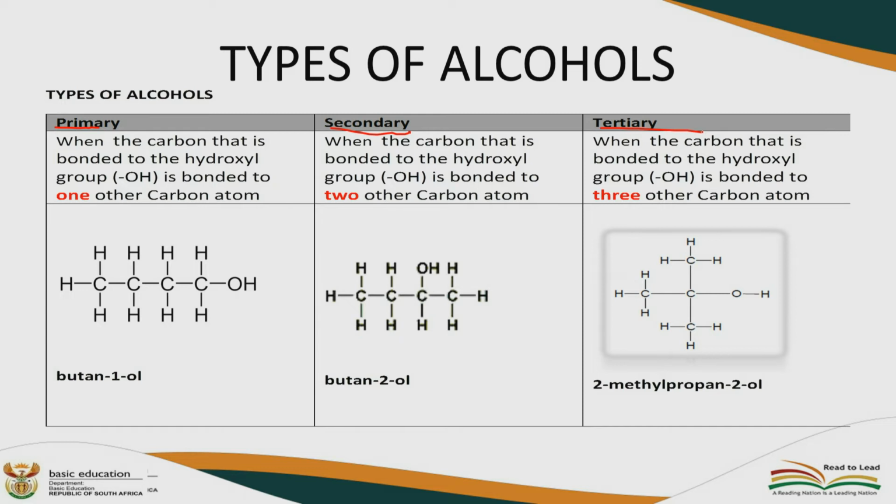When the carbon that is bonded to the hydroxyl group is bonded to two other carbons. So this one, OH, is bonded to one carbon. This OH here is bonded to two. The carbon that is bonded to the OH is bonded to 2 other carbons. We say secondary because it's 2. When it's 3, the carbon that is bonded to the OH is bonded to 3 other carbons. We refer to that as tertiary alcohol. So for alcohols, we are saying we have primary alcohol, secondary alcohol, tertiary alcohol.